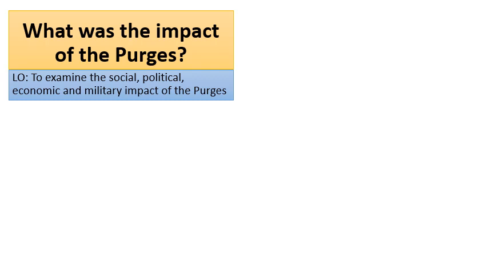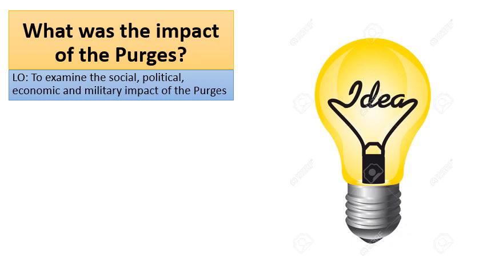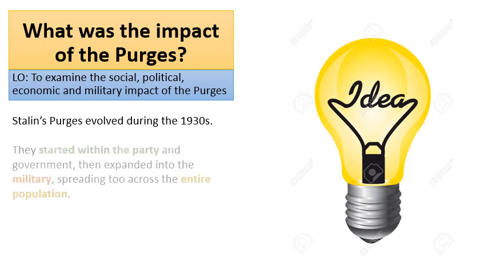We'll have a look at what you've written there, but it is also one of the quiz questions, so hopefully you should be able to answer that before the end of the lesson. Here's a big idea for today's lesson about the purges. They evolved during the 1930s. It started in 1934 after Kirov's murder, but it didn't all happen in the same way at the start. It started within the party, so it's very political, with Stalin purging his enemies. It then expanded into the military, where he was trying to make sure there were no possible threats to his position, and that threat could come from the army. And then eventually it spread across the whole population.